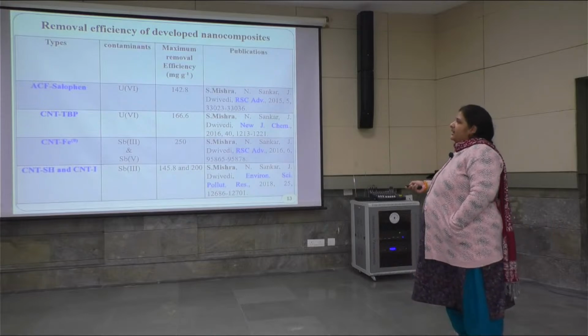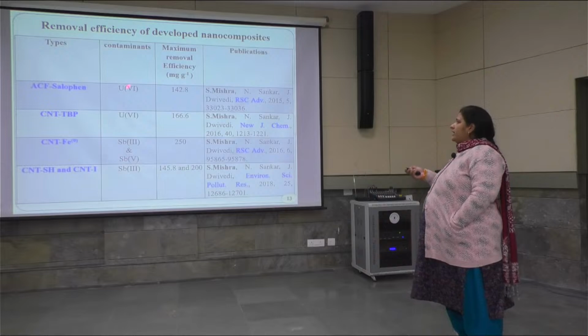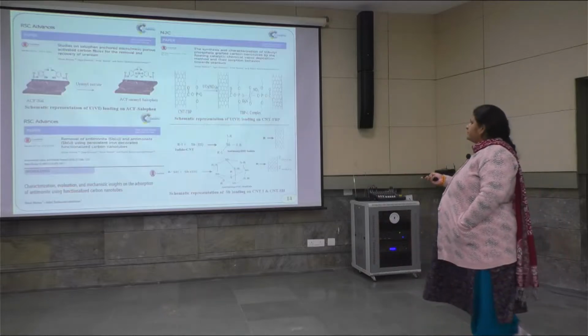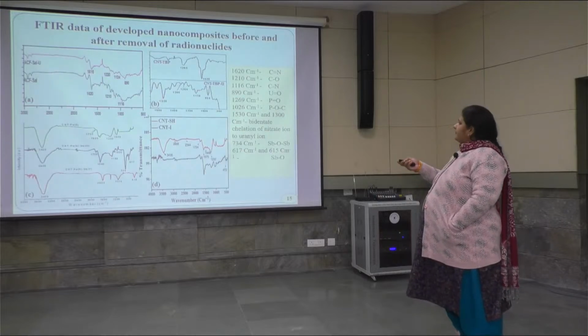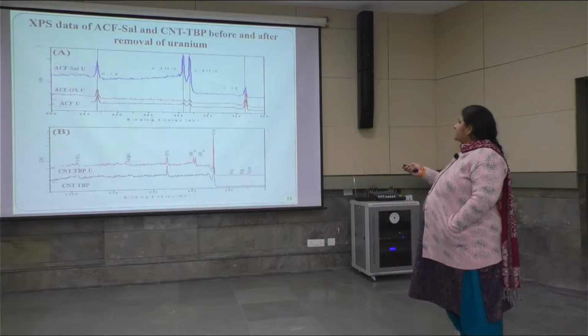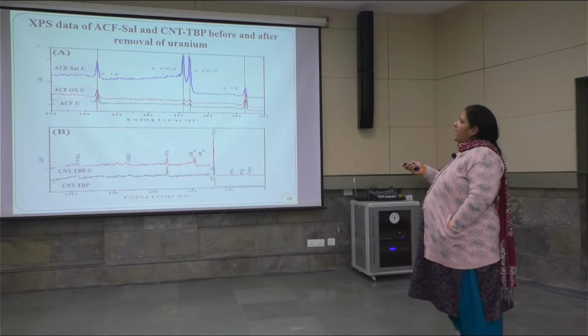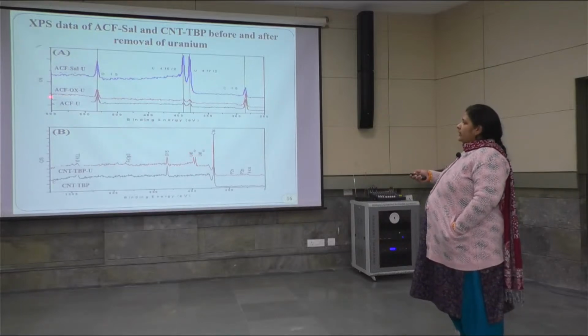After the functionalization, these developed materials were applied for the removal of uranium and antimony, and the removal efficiency was found to be very good. This represents the FTIR data of the developed nanocomposites before and after removal of radionuclides. This is the experimental data of ACF cellophane and CNT-TBP before and after removal of uranium. Here we can see the uranium peak is observed.